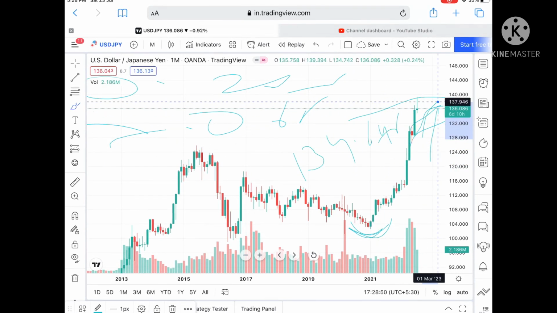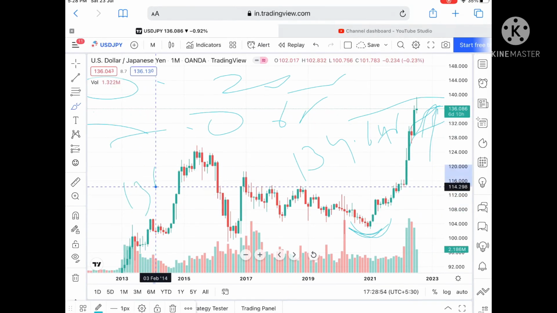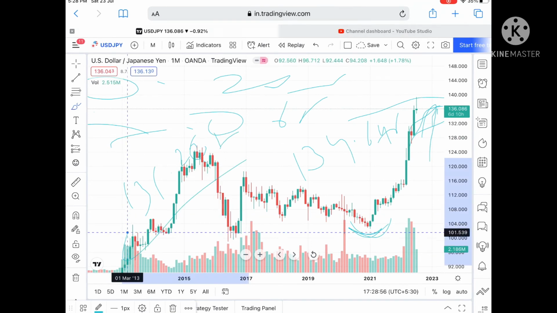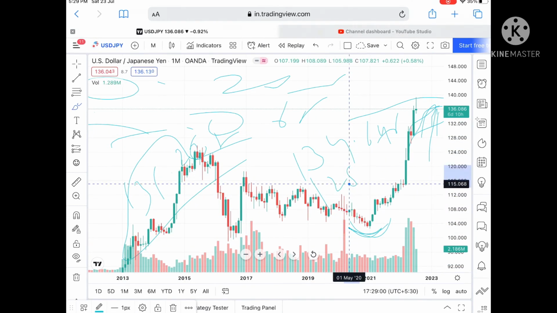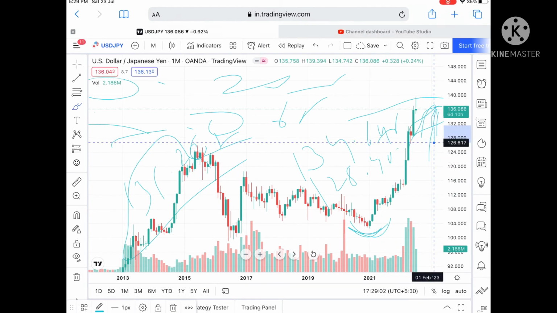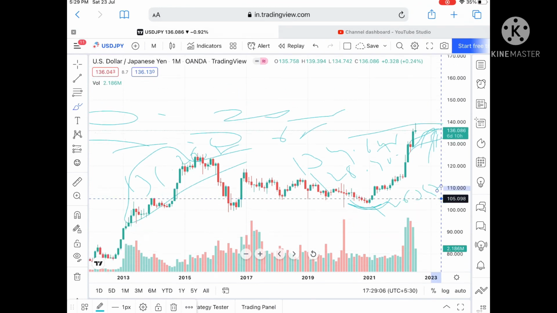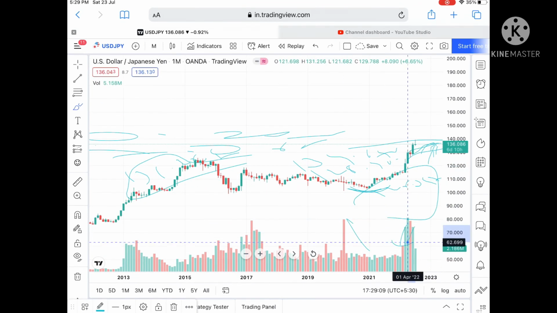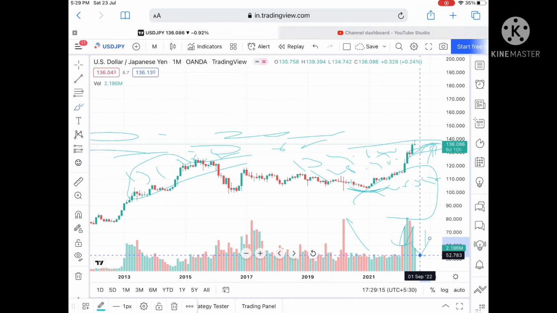Suppose this level sustains, then we can see a level of 139 also. But if this level of 136 doesn't sustain, the probability is high that it can move further down towards a level of 134.646, and from there a level of 131.26, and if that level also doesn't sustain, the probability of touching 128.40 is high, and from there a level of 126.35. Suppose the level doesn't sustain, then it can move further down because the range will break downside, so the probability is high that the price of USD JPY can go further low.